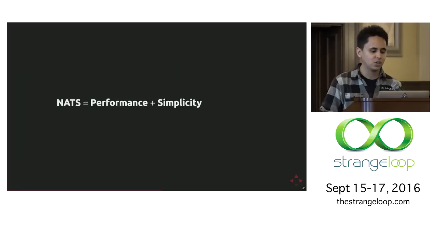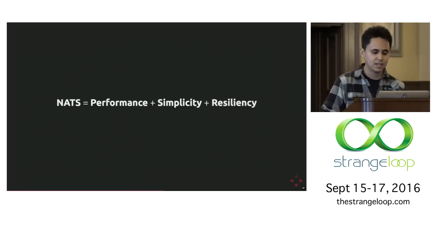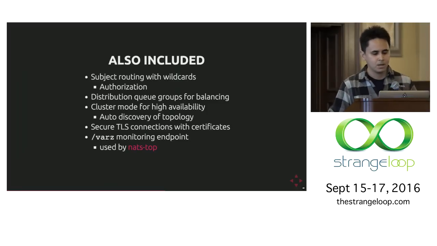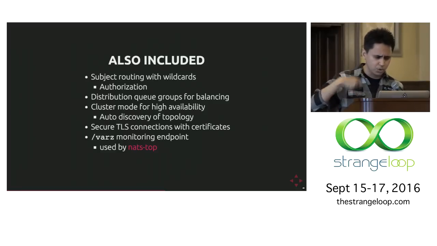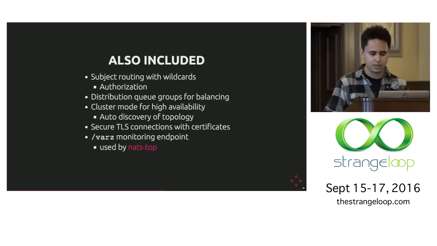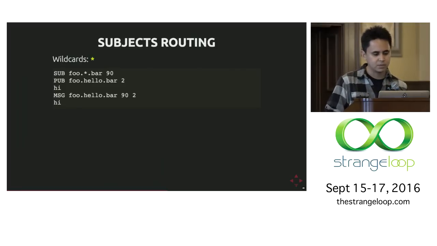This is because NATS is not only about performance and simplicity, it's also a resilient messaging server, which are the three main traits that define the implementation of NATS. This is not all the features that it has. There's also subject routing support with wildcards. You can do authorization rules on them. There are distribution queue groups, clustering mode. As I said, you can upgrade to a TLS connection, and it has monitoring endpoints, like varz style, from which you can get the state from the server.